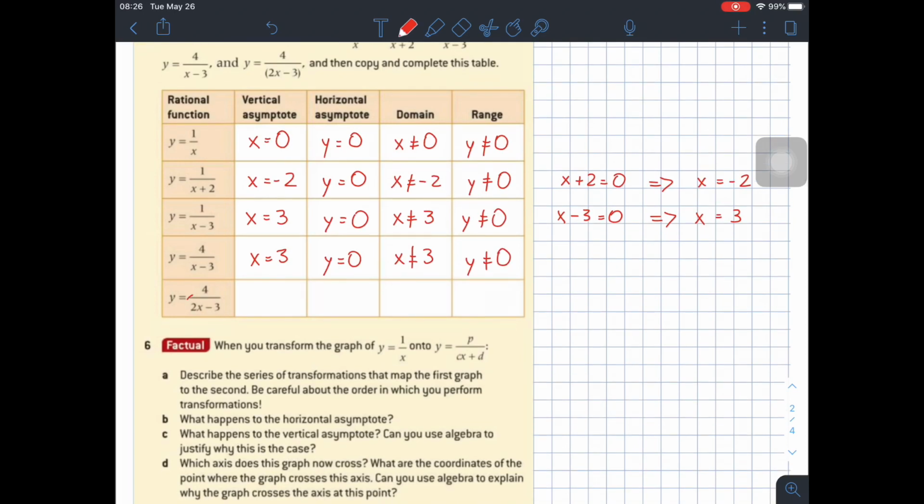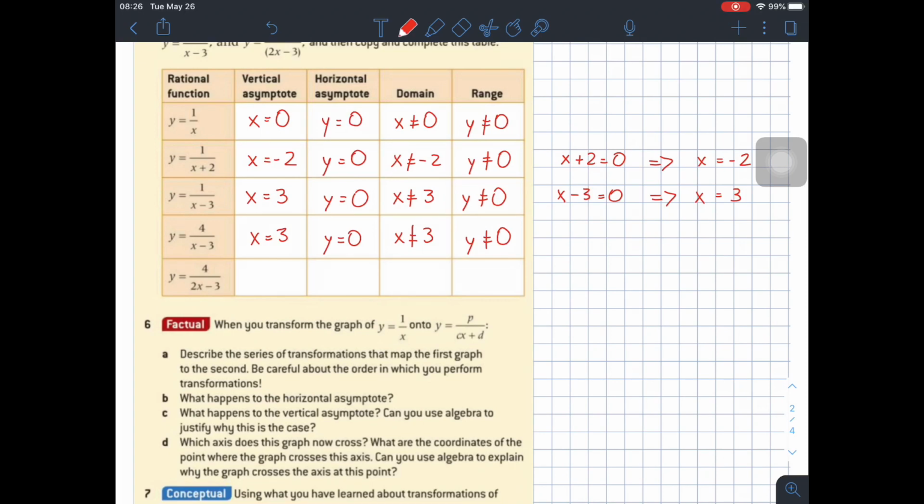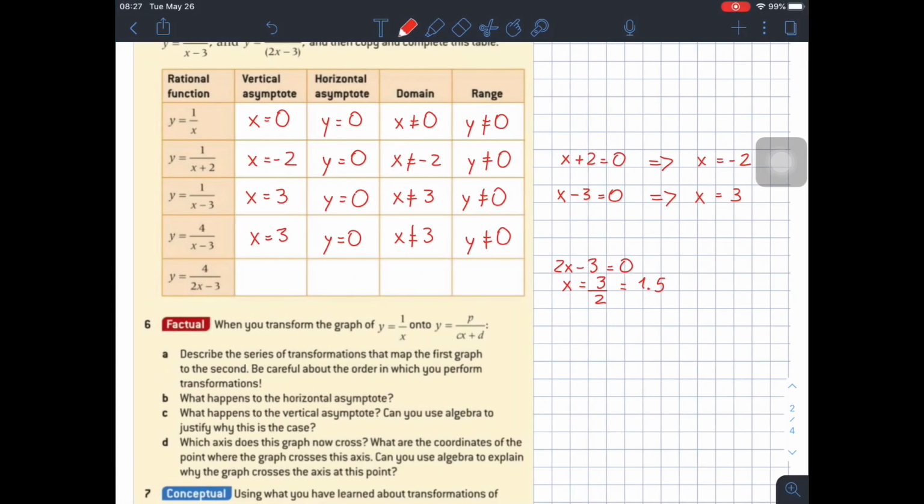Finally, in the last case, if we want to find the vertical asymptote, we're going to follow the same rule. We're going to set the denominator to 0. So we're going to write 2x minus 3 equals 0, and then solve for x. And you'll see that we're going to have x equals 3 halves. And x equals 3 halves is the same as saying 1.5, which is what I showed you in this graph, right? There you can see 1.5. Okay, so in this case, the vertical asymptote is x equals 3 halves.